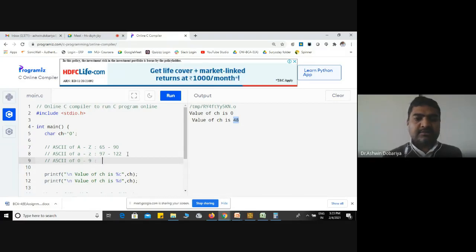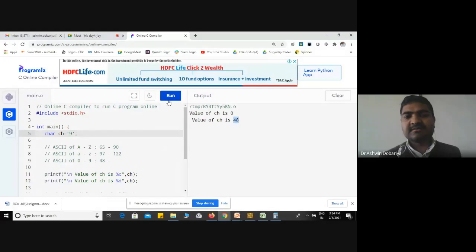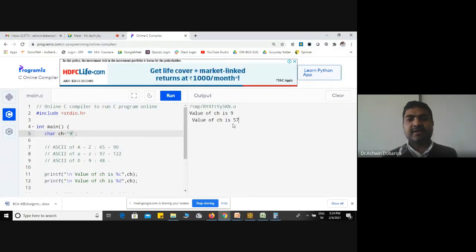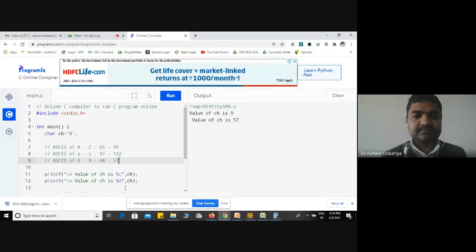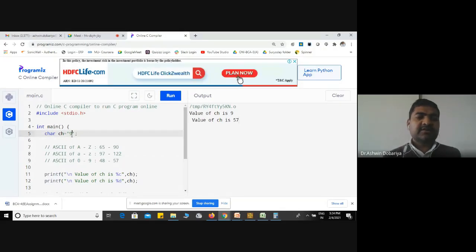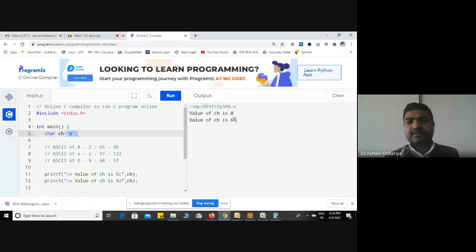So 0 is 48. Can anybody tell me the ASCII of 9? What is the ASCII of 9? 58, 57. Right? Even special symbols, every special symbol has an ASCII. If I say at the rate, what is the ASCII of at the rate? See, this is 64, right? Any symbol you can mention, like star, also has one, and all ASCII numbers are unique. They do not repeat in any case.